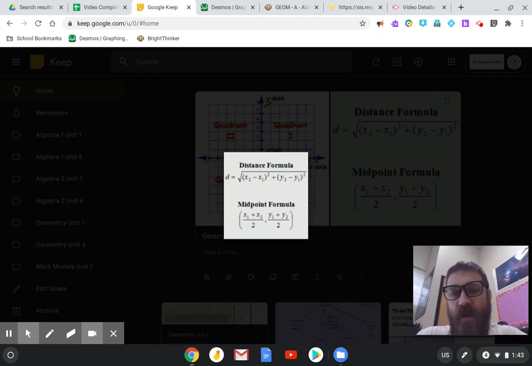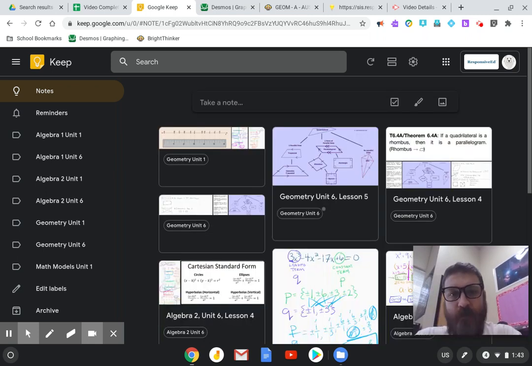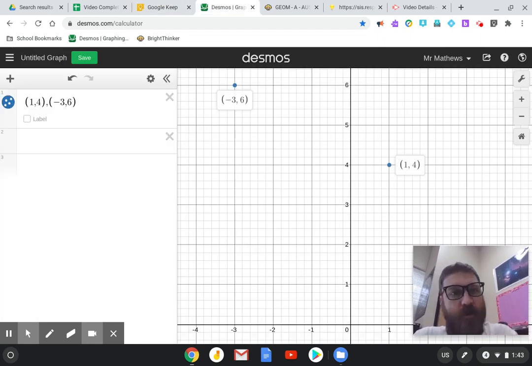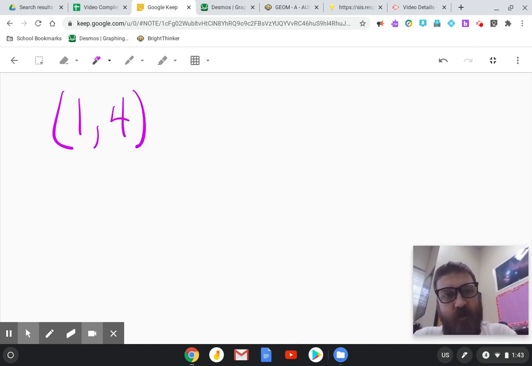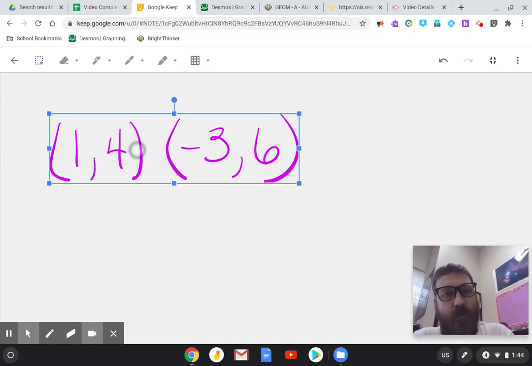I'm going to work through a couple examples of how to do distance and midpoint, and we'll do that together. Let me open a new drawing here. Okay, I'm going to go back and grab these 2 points. 1, 4 is the x, y for the first, and negative 3, 6 is the coordinate of the second point. Grab all this and move it down.